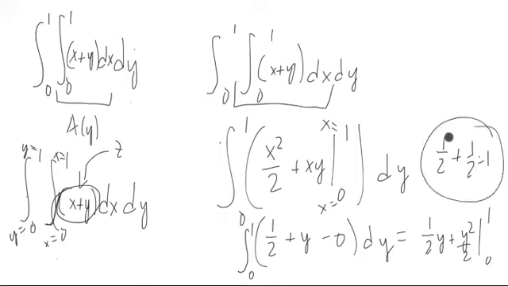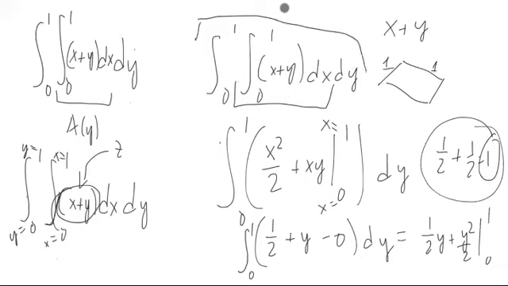So it looks like the volume under the surface, x plus y, over the rectangle, the square, 1 by 1, is just 1. And we calculated that using what's called a double integral. And we did it by just iterating the integration process.